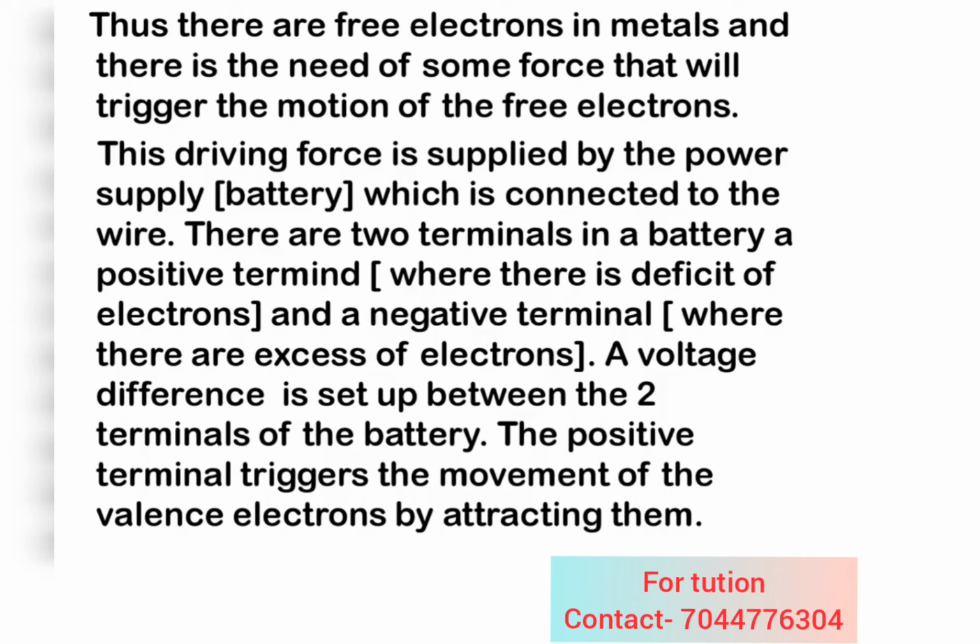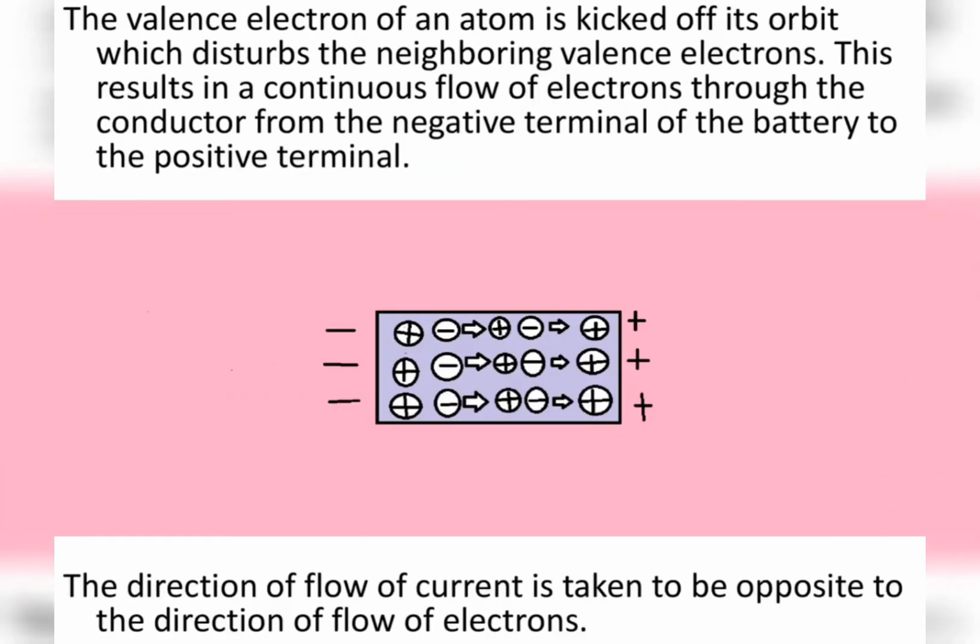The positive terminal of the battery triggers the movement of the valence electrons in the conducting wires and attracts them. So the valence electrons of the metal atoms are kicked off their orbits and this again disturbs the neighboring valence electrons. This results in a continuous flow of electrons through the conductor from the negative terminal of the battery to the positive terminal of the battery.